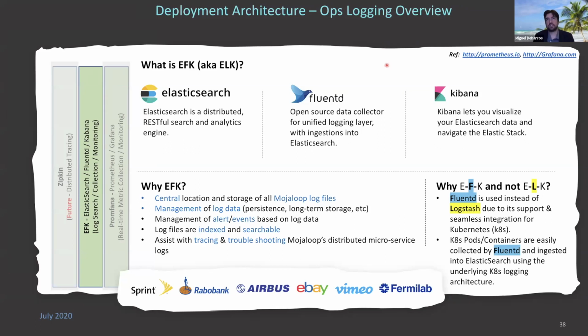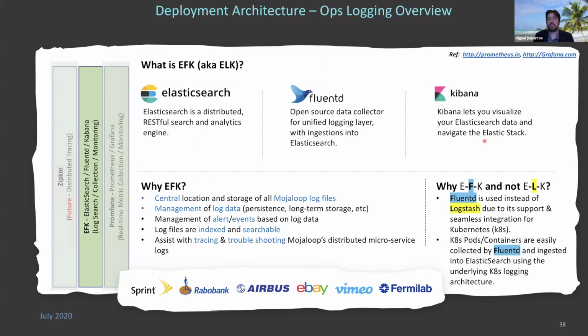Next is Elasticsearch, or what we call in general EFK, which is basically a combination of Elasticsearch, FluentD, and Kibana. By utilizing these three technologies, we're able to consume all the logs within the Kubernetes cluster. We use FluentD for actually collecting the logs themselves, which then ingests them into Elasticsearch. And we have Kibana, which is used to visualize that.